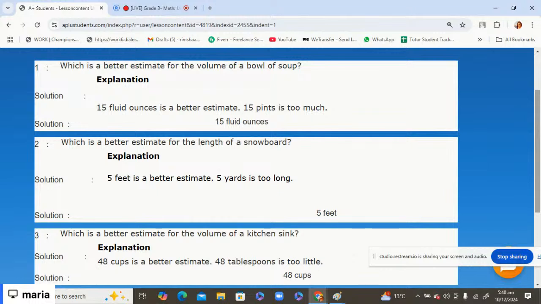What is the better estimate for the volume of the kitchen sink? Again, it's the same question. The volume of the kitchen sink is not in gallons. We are measuring the volume, so it's in cups, which is a smaller unit than a gallon. Not using the ounces, not using the pints, because these are very small units.